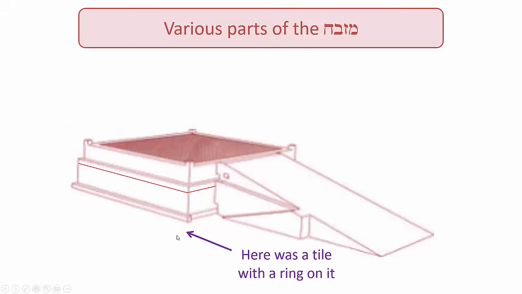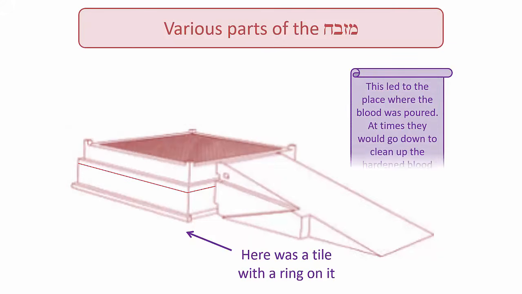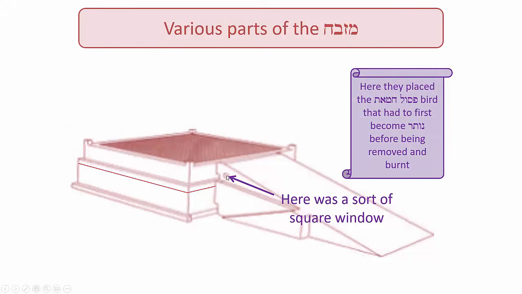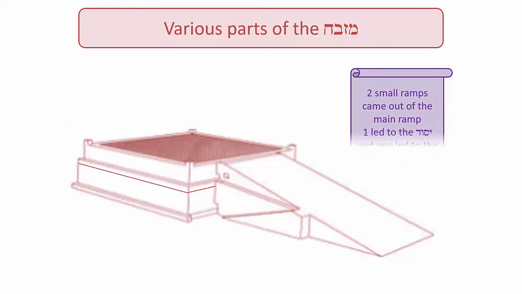Moving along, here was a tile with a ring on the tile. This led to the place where the blood was poured in these 2 holes, and at times they would go down to clean up the hardened blood where it would congeal. So they would pick up the tile and go down there to clean it up. And then finally, there was a sort of square window here, and here they placed the psul chatas bird that had to first become nicer, or maybe others say it had to first get completely rotted and ruined before being removed and burnt.